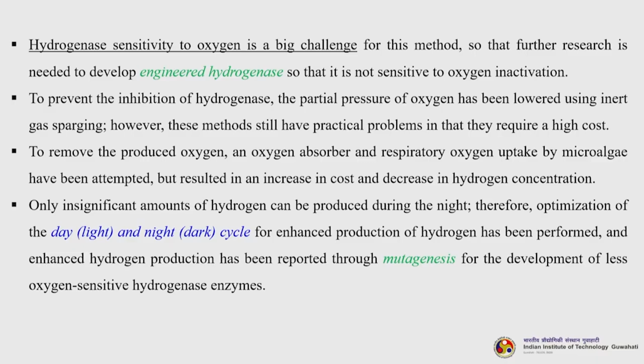Now, only insignificant amounts of hydrogen can be produced during the night. Therefore, optimization of the daylight and night dark cycle for enhanced production of hydrogen has been performed, and enhanced hydrogen production has been reported through mutagenesis for the development of less oxygen sensitive hydrogenase enzymes.